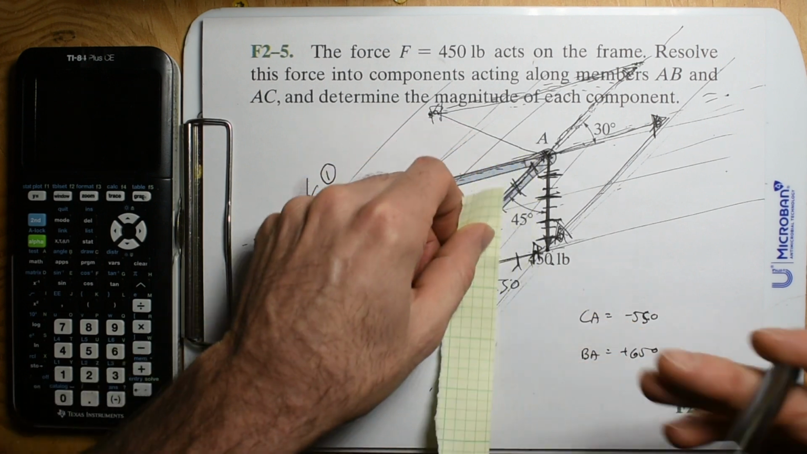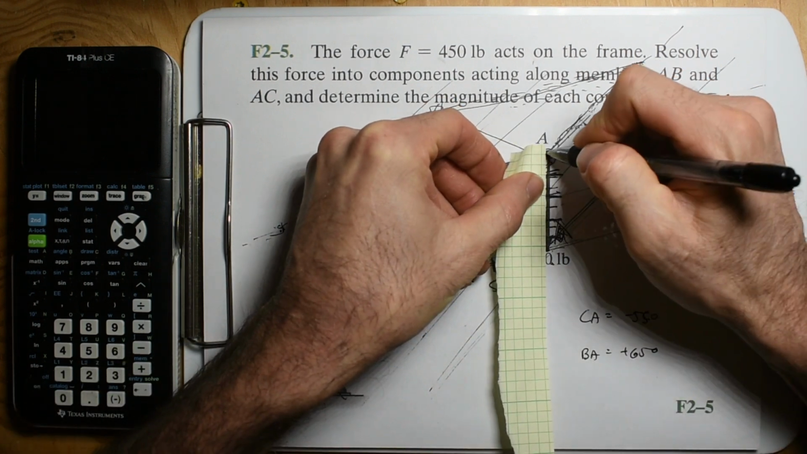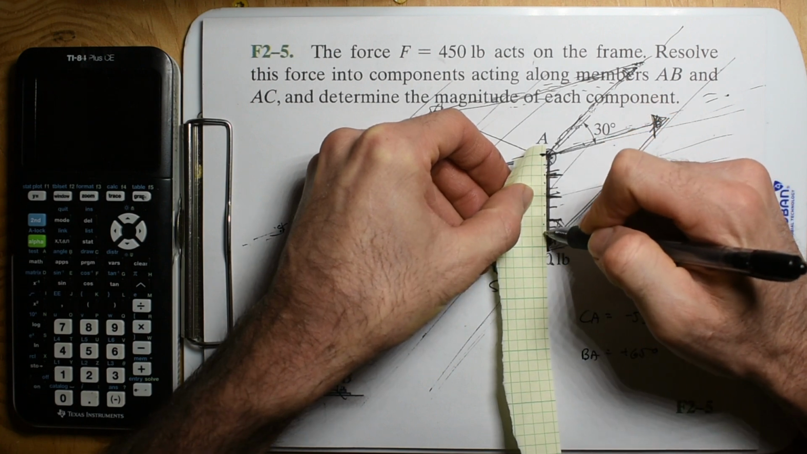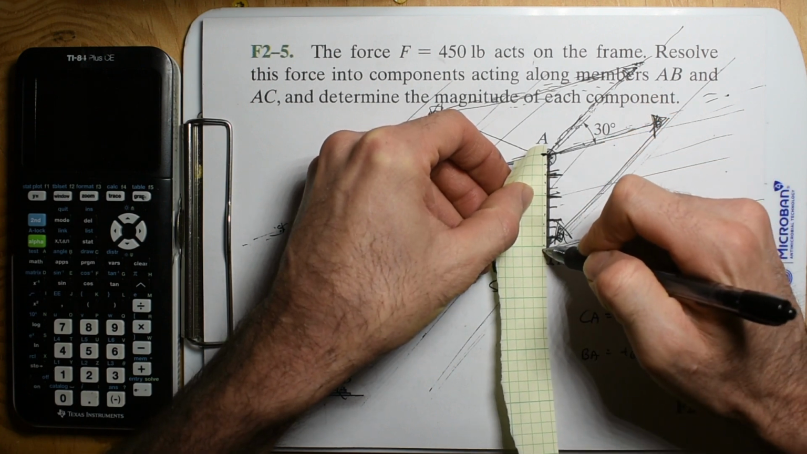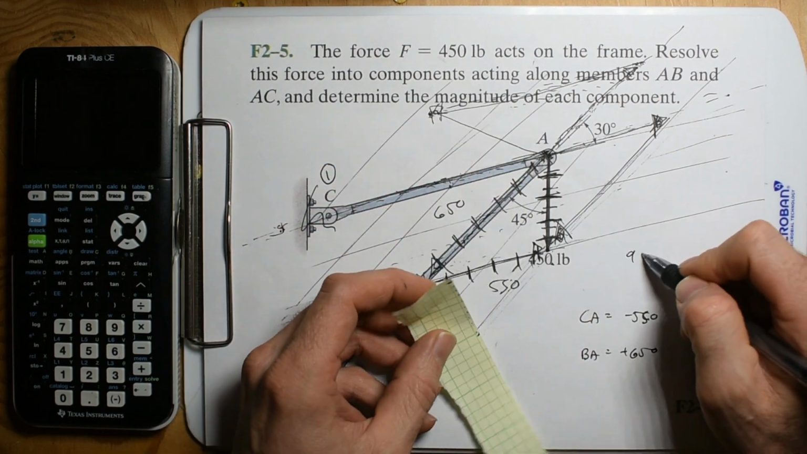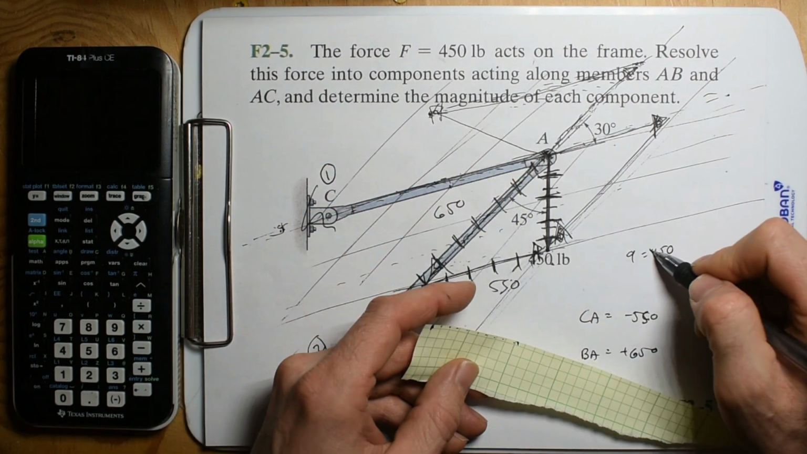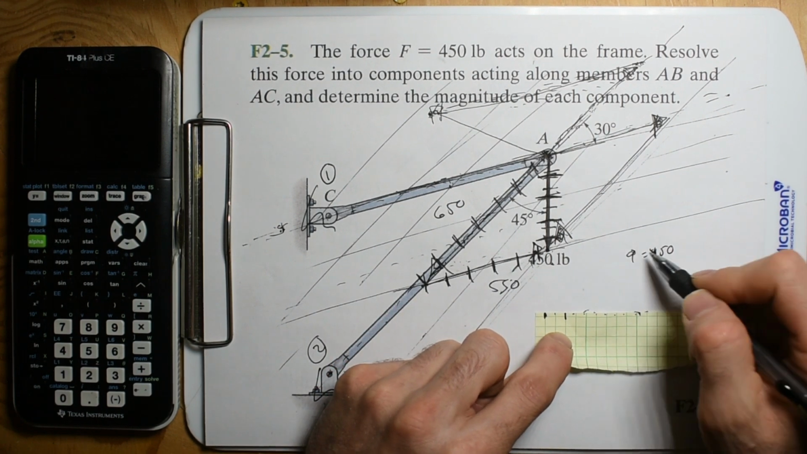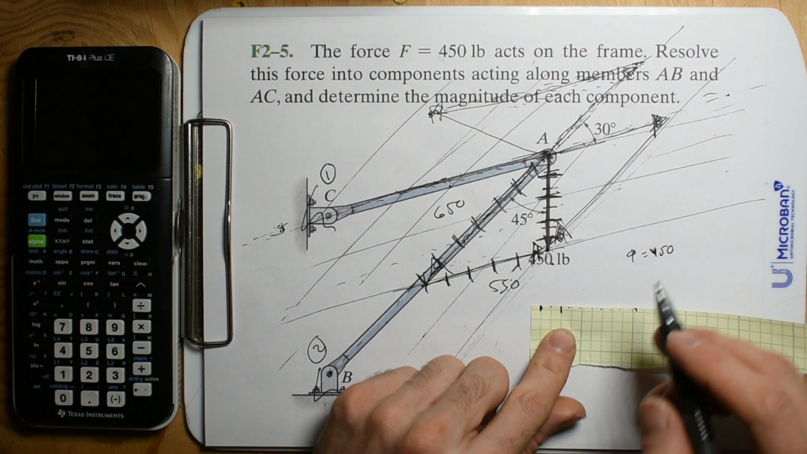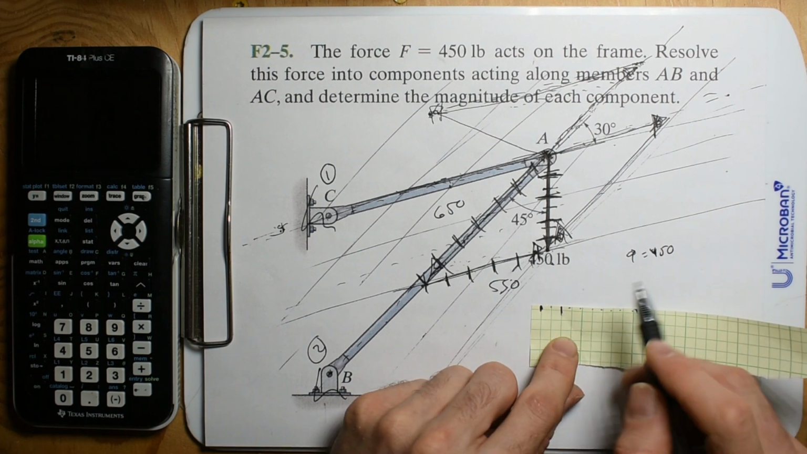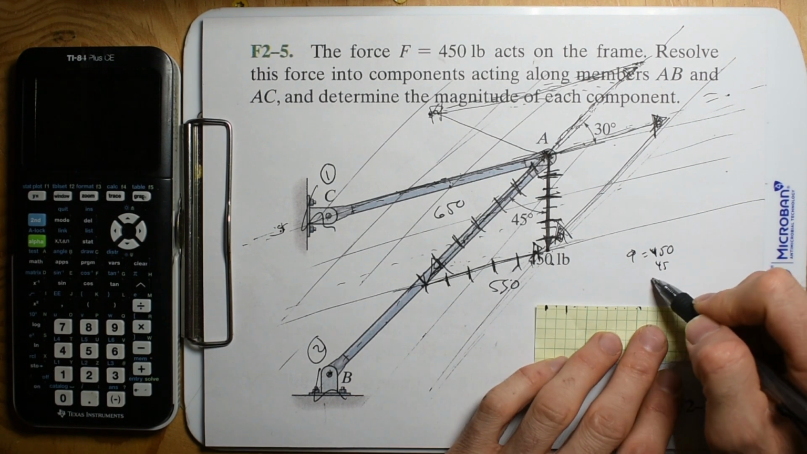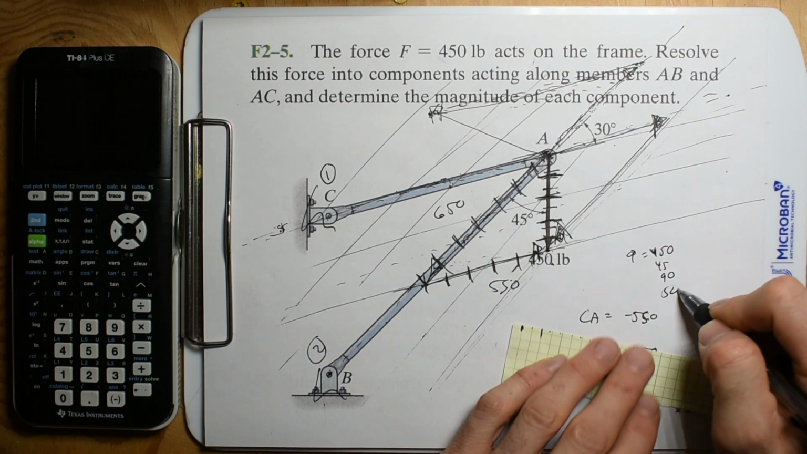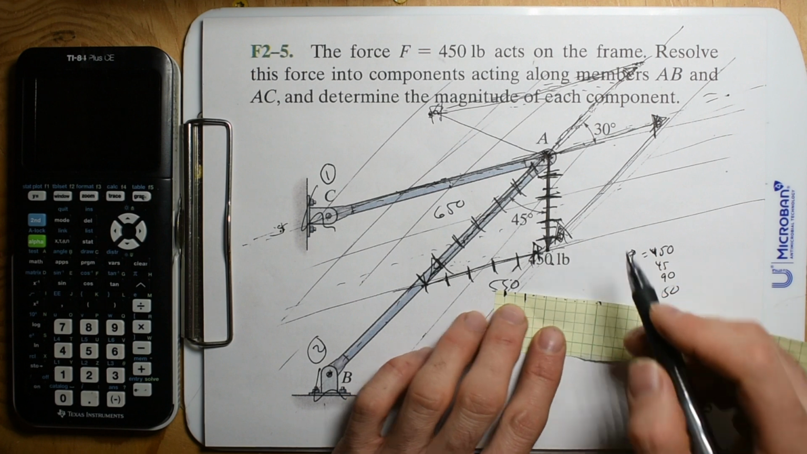So we're just going to measure, we're going to say this is 1, 2, 3, 4, 5, 6, 7, 8, 9. Let's say 9 is 450. So that means 2 of these is going to be, isn't that right? What's 45 divided by 9? That's 5. So that's 50. So 2 of these is going to be 50.